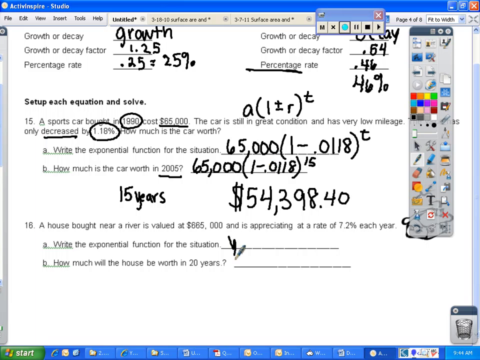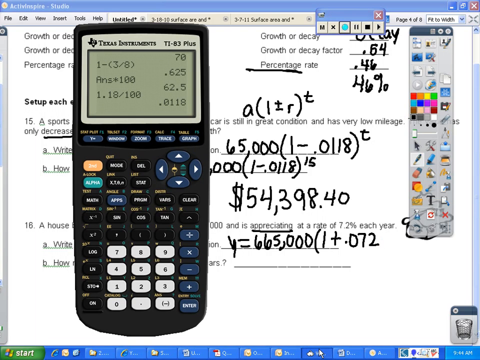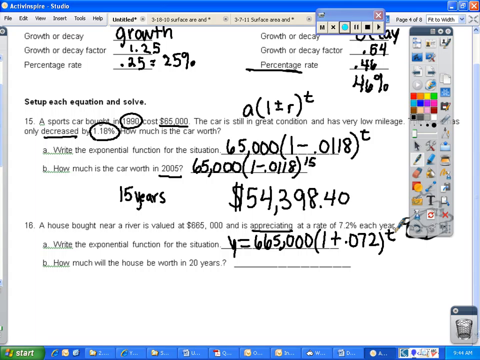For the second one, you get y equals, again, your initial amount, $665,000. And in this case, it's appreciating. Appreciating means going up, or growth. So you're going to add your rate, which is 0.072. That is your rate. And again, you find that by taking 7.2 and dividing it by 100 to find what the decimal version is. And there you see 0.072 raised to the power of t.